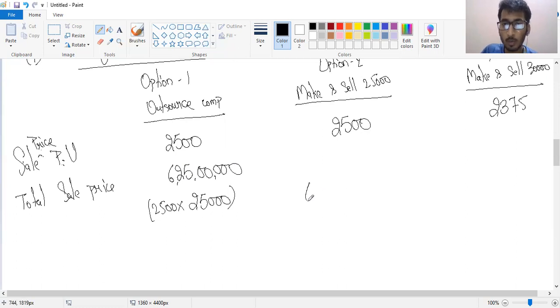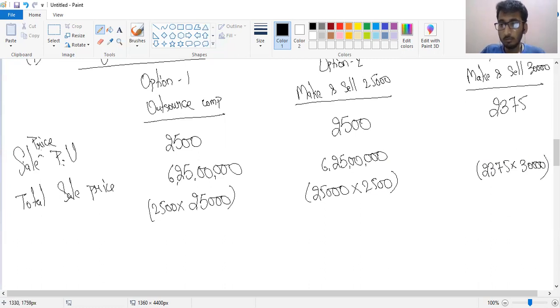In this case, what would be the sale price? There would not be any effect on the sale price. 25,000 multiplied by 2,500, or I would say 6 crore 25 lakh. And in this case, what would be the sale price? It would be 2375 multiplied by 30,000. That would be 7 crore 12 lakh 50,000.